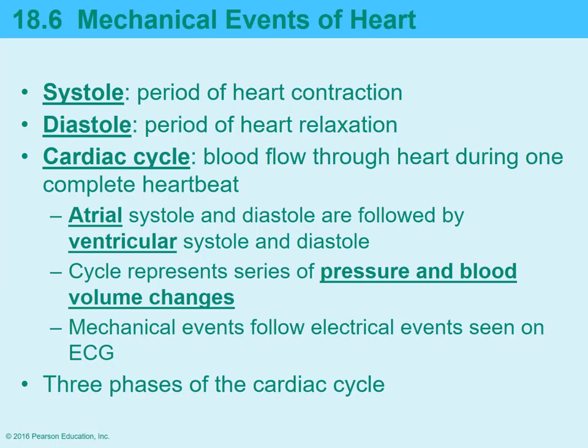So what are some of the mechanical events that are occurring in the heart? When you have heart contraction, it's systole. When it's heart relaxation, it's diastole. The cardiac cycle is the blood flow through the heart during one complete heartbeat. So you're going to have the atrial systole and diastole, and ventricular. And we can measure those pressures and volumes of the diastolic and systolic pressures. In the cycle, you're going to have different pressures, different volumes of blood changing occurring in here. And you can follow some of this on the EKG.